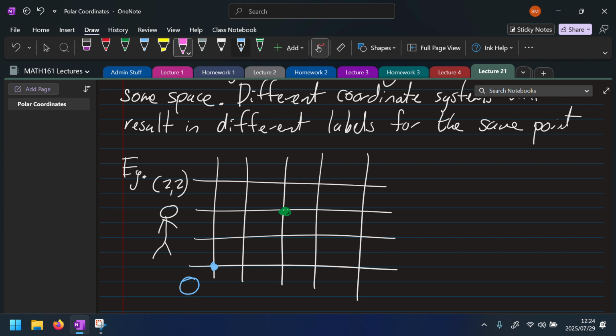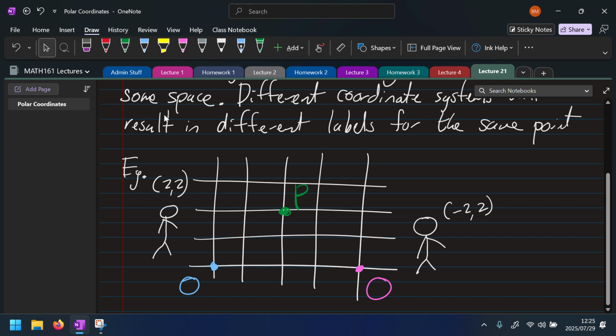Now, let's say you're standing over here. You've got your origin point over there. And you're also going to label the same point. So let's call it P. The point hasn't changed, but now it's going to be minus 2, because it's going the other way. So here you would label it as minus 2, 2. So it's exactly the same point. My coordinate system, I call it 2, 2. Your coordinate system, you call it minus 2, 2. Exactly the same point, two different labels.